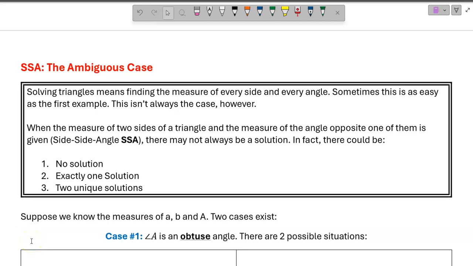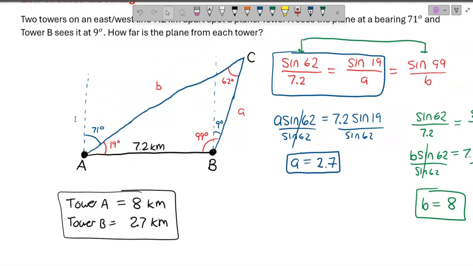Hello geometry students, this is Mr. Fugay, and our video today is going to discuss the law of sines, specifically the ambiguous case, better known as side-side angle situations. So before we get into that, let's just go back to the first lesson and talk a little bit about what we discussed in our first half.